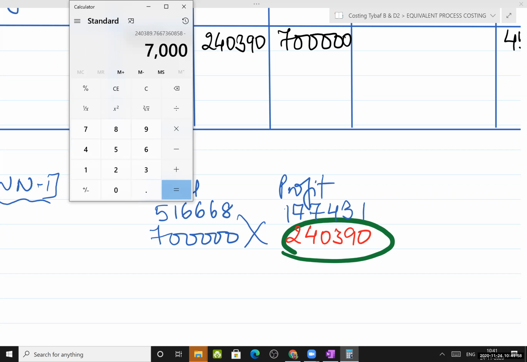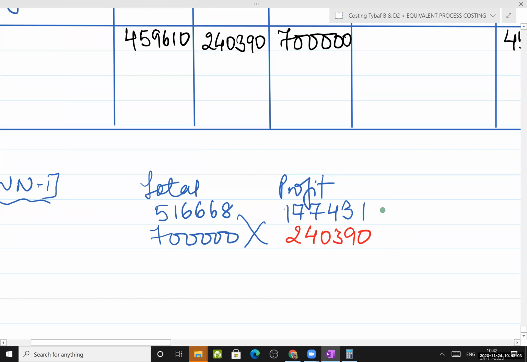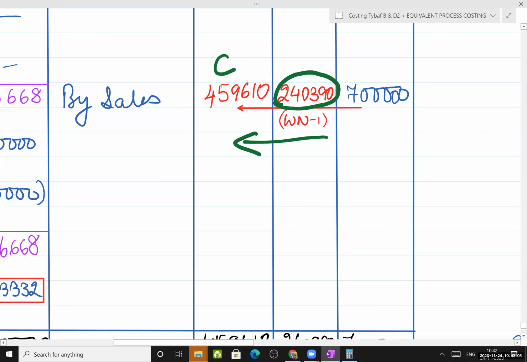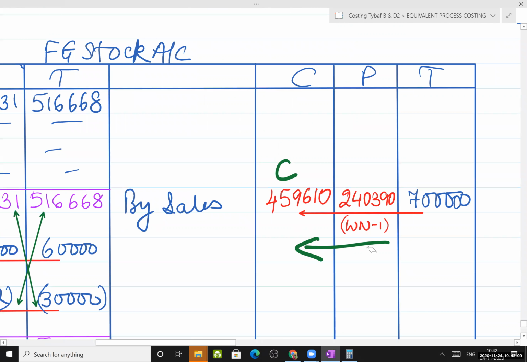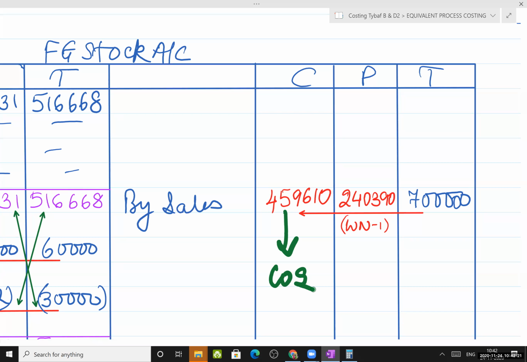ओके. 4,59,610. Right? So write it on your credit side. 4,59,610. When you make your cost sheet, this is what? This is your cost of sales. Cost of sales का मतलब sales at cost price. Okay? Understood till here? Is this clear to everyone?